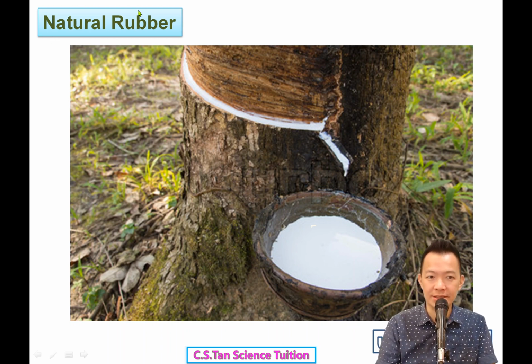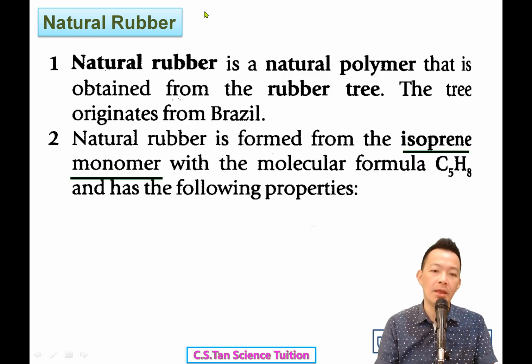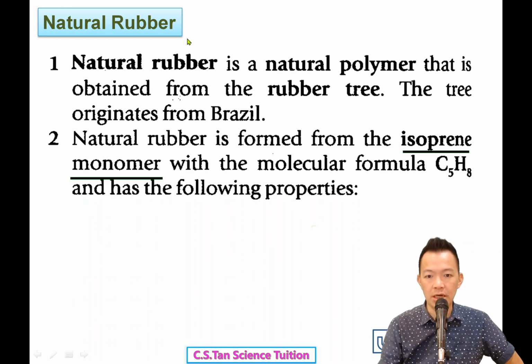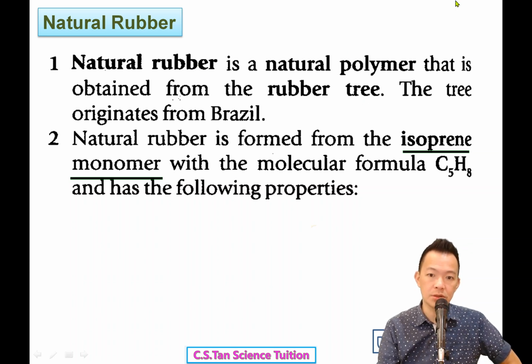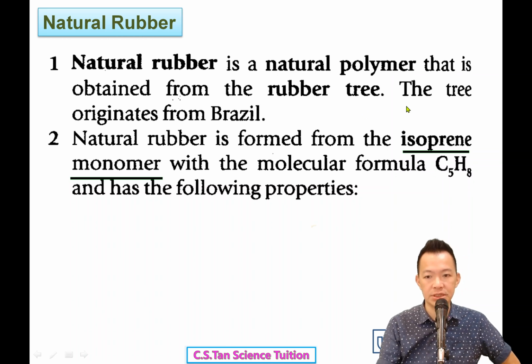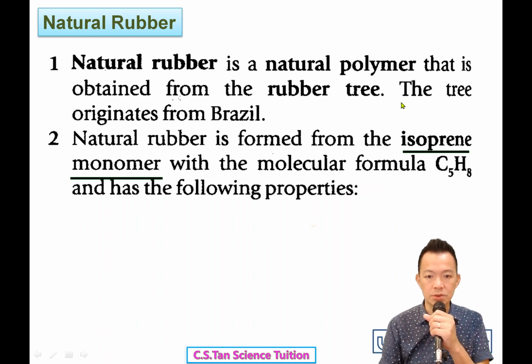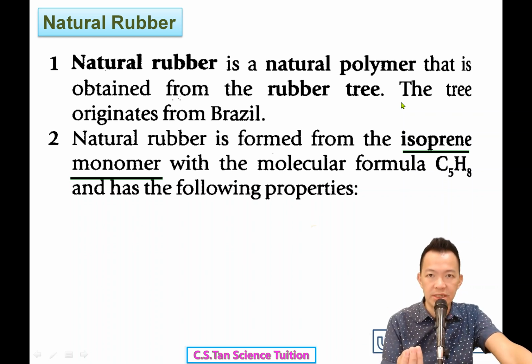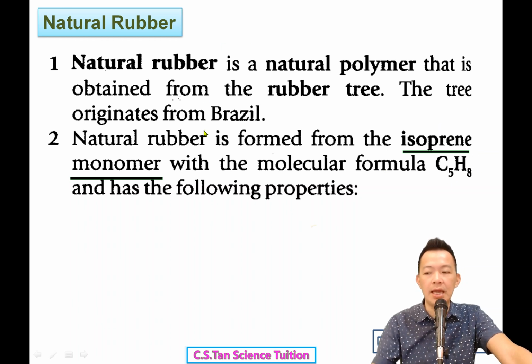Okay, our title: Natural Rubber. This is what we call latex, and this is a rubber tree. Natural rubber is a natural polymer obtained from the rubber tree. The tree originated from Brazil, and somebody brought the tree to Malaysia. Natural rubber is formed from the isoprene monomer, with the molecular formula C5H8, and has the following properties.